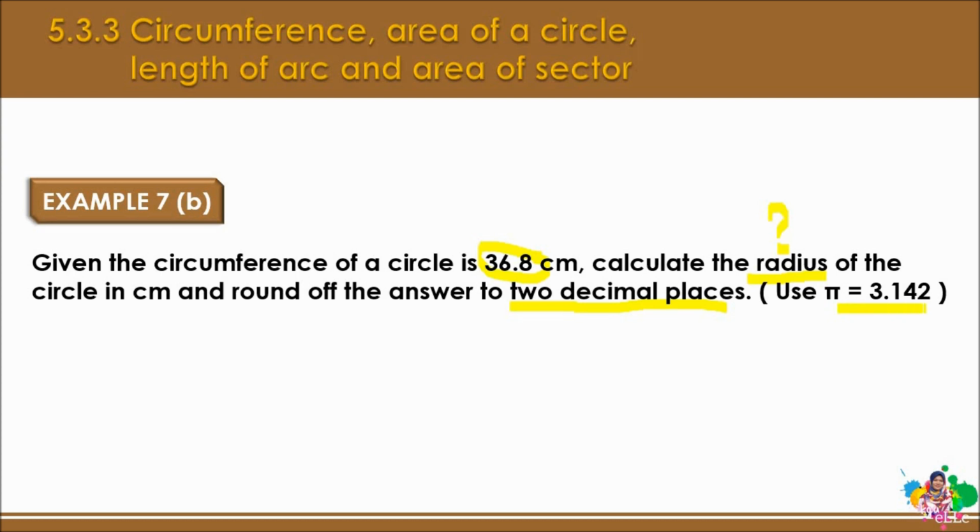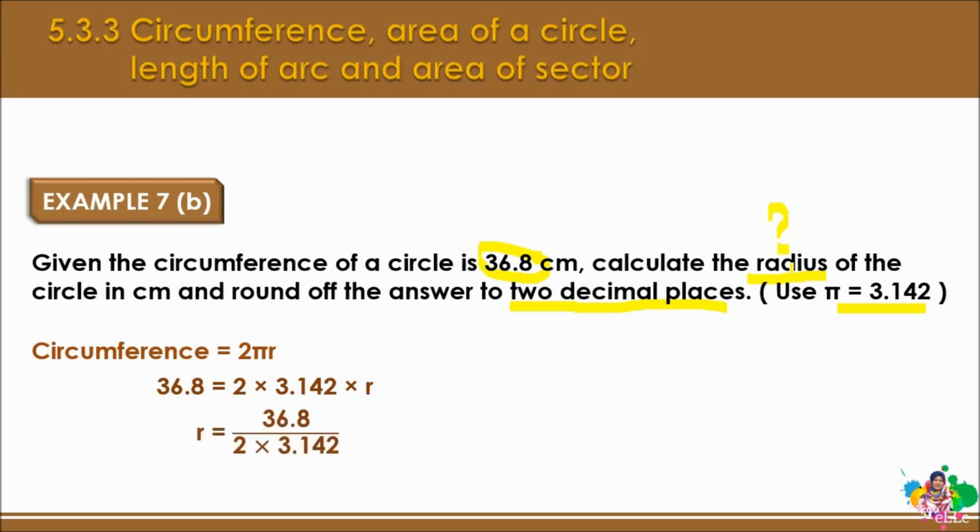In this question, you have to use the formula 2 pi r, because the question asks you to find radius. Then substitute the value and by using linear equation, you solve the equation. So you get r equals 5.86 because you round off correct to 2 decimal places.